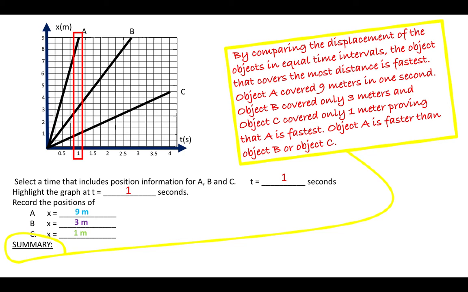So to make a statement about that, we have to put this into sentences so that we have a sentence that shows everything we know and backs up our observation. So we're going to begin by stating a fact about position time graphs. By comparing the displacement of objects in equal time intervals, the object that covers the most distance is the fastest. Object A covers 9 meters in 1 second, object B covered only 3 meters, and object C covered only 1 meter, proving that object A is fastest. Object A is faster than object B or C.